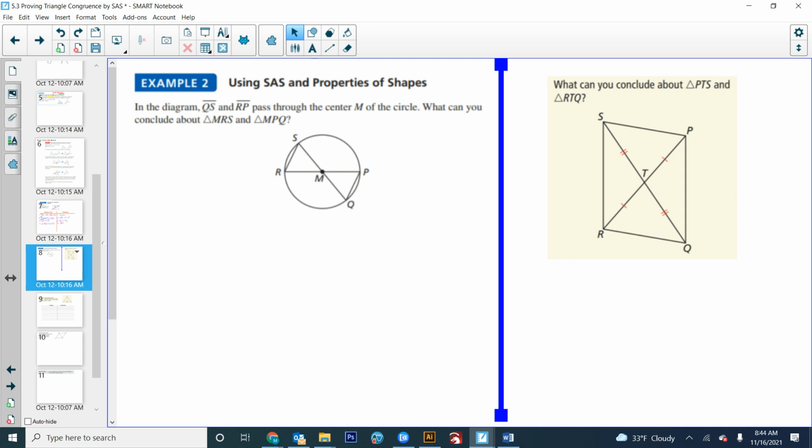All right, I think we did this one in class. This class got to that one. All right, let's talk about this one. What can you conclude about PTS and RQT? Well, I would outline them. I would look at it. Makes me proud. Who can raise their hand and tell me what they notice about these triangles? What else can we tell? Infer. Who could raise their hand and tell me? Miss Page. Got some vertical angles.